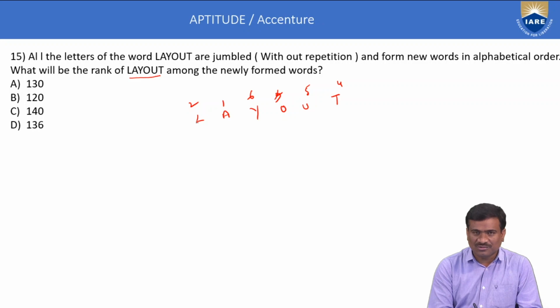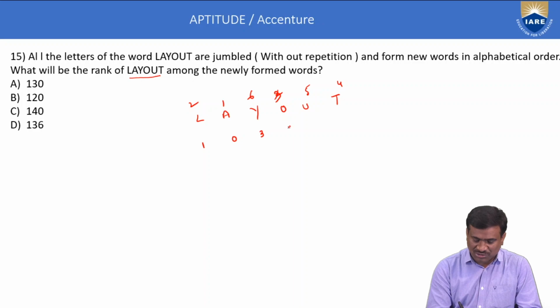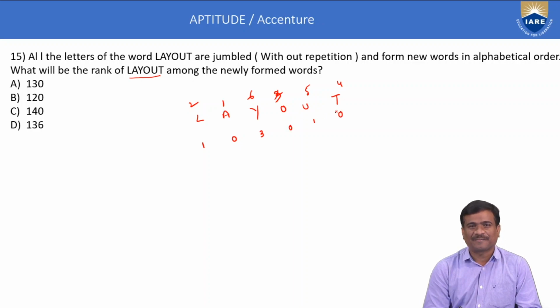Next, consider the word's letters. From the right side, count the number of letters whose positions are less than each letter. Less than 2, only 1 letter. Less than 1, 0 letters. Less than 6, 3 letters. Less than 3, 0 letters. Less than 5, 1 letter. Less than 4, 0 letters.